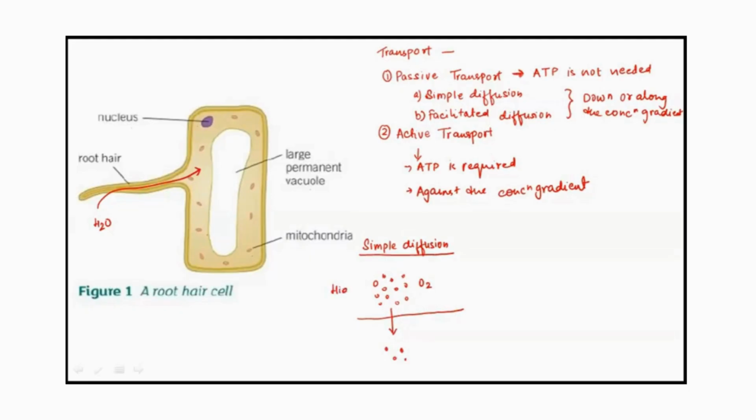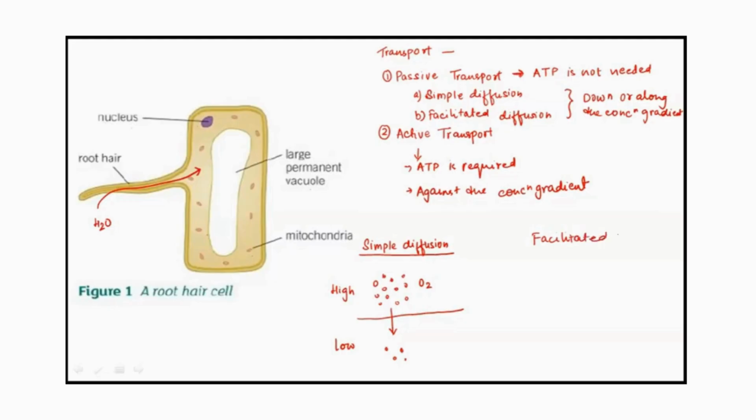The concentration is high here. The concentration is low here. You see, it is moving down the concentration gradient. That's simple diffusion. No energy needed. The molecules will be simply diffusing, moving from a region of higher concentration to a region of lower concentration. Clear? Facilitated diffusion.